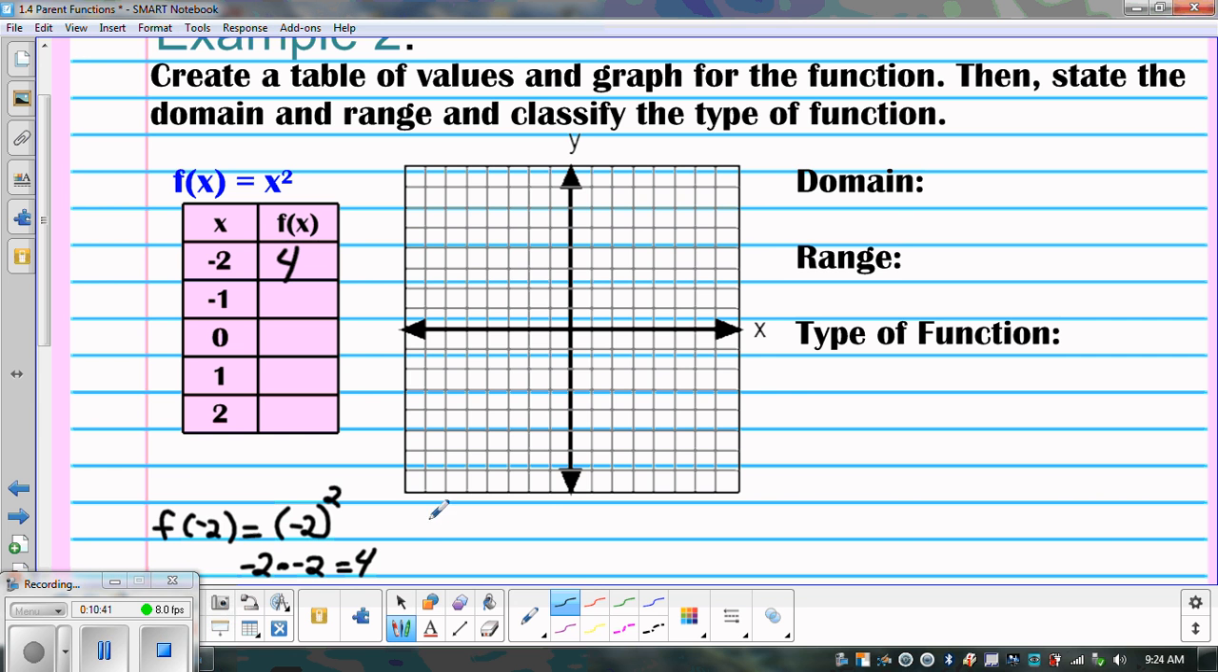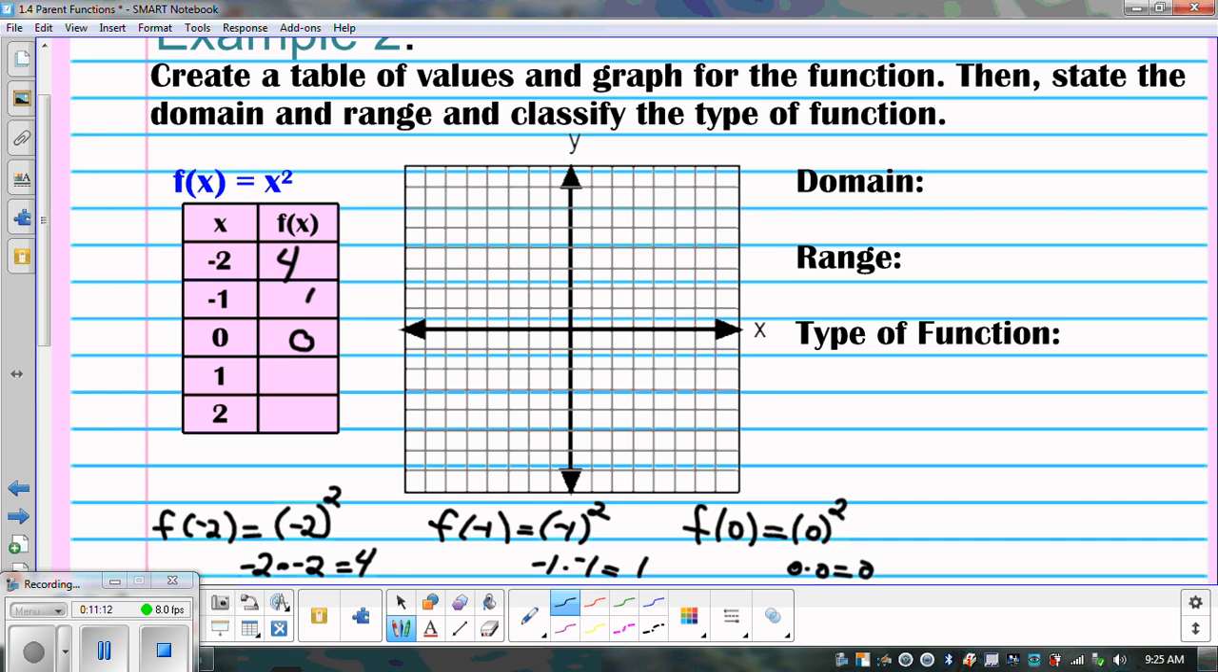So let's go ahead and find all of our points this time, and then we will graph them. If I sub in a negative 1, that would be negative 1 in parentheses squared. That means two negative 1's. A negative times a negative will be a positive 1. Now let's come in and sub in a 0. That will be 0 to the second power. So 2 zeros, 0 times 0 is 0.